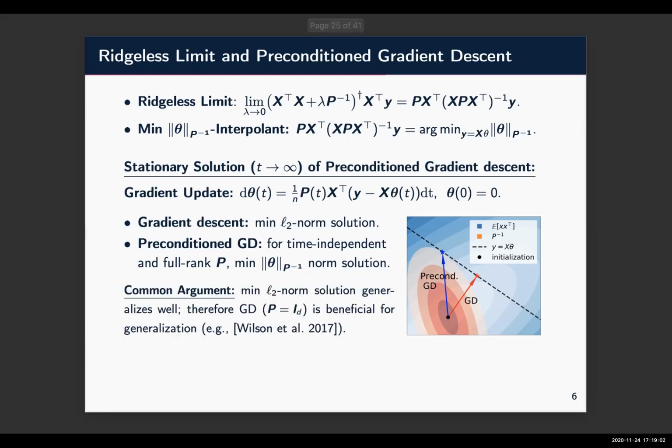So in the literature, a common argument against second order or adaptive methods is that the minimum L2 norm solution, which gradient descent finds, generalizes pretty well. But you often don't get that solution if you use preconditioning. However, it is not clear that the weighted minimum norm solution that preconditioned updates find is going to generalize worse. So our motivation here is to understand how preconditioning affects generalization.